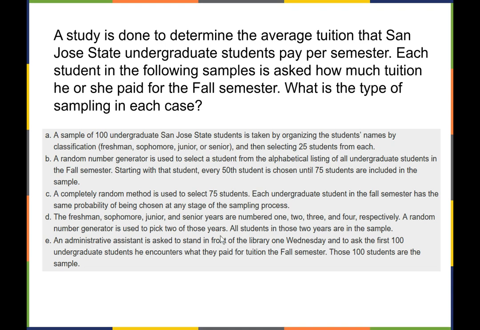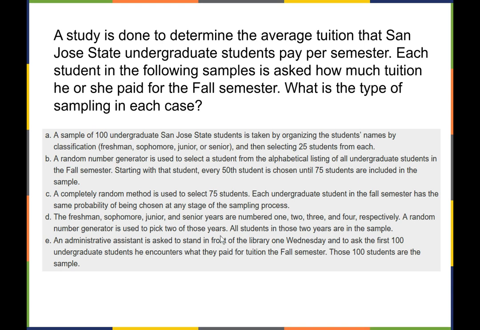Let's look at A. It says a sample of 100 undergraduate students is taken by organizing the students' names by classification, freshman, sophomore, junior, senior, and then selecting 25 students from each. Well, they were put into strata by their year in school, so that is stratified sampling.